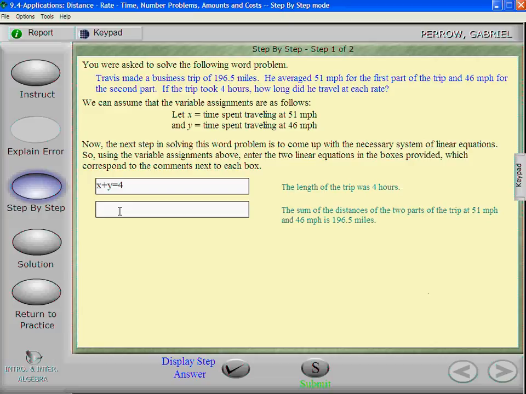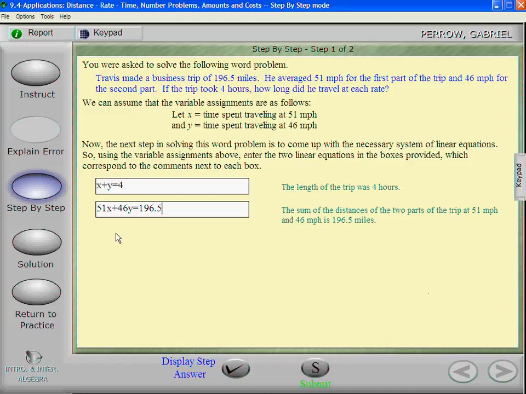So it seems like what they're saying is if you take 51 miles per hour times x plus 46 miles per hour times y, each of those gives you a distance, rate times time plus rate times time. So it should give you the total distance of 196.5 miles.